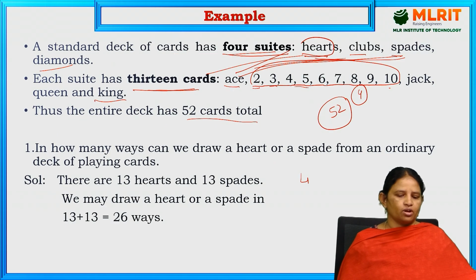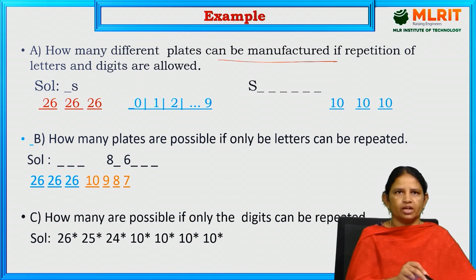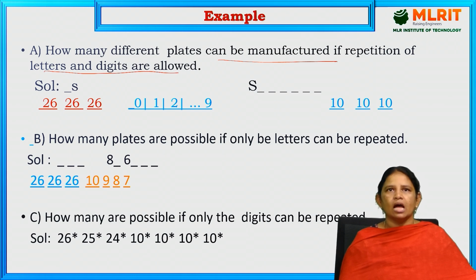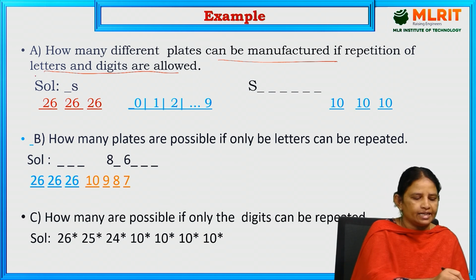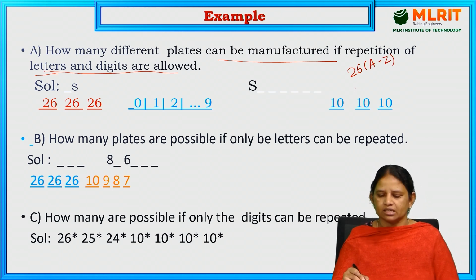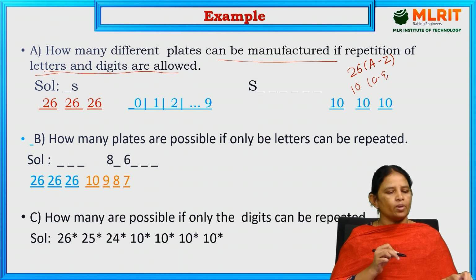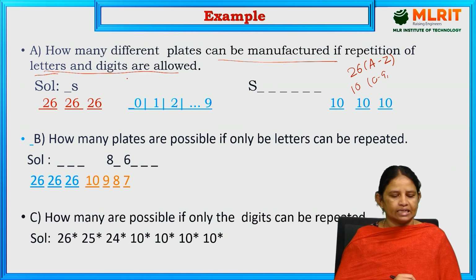Now, let us consider one more example. How many different plates can be manufactured if the repetition of letters and digits is allowed? How many letters are there? In English, there are 26 letters, from A to Z. Then how many digits are there? 0 to 9, that means 10 digits.